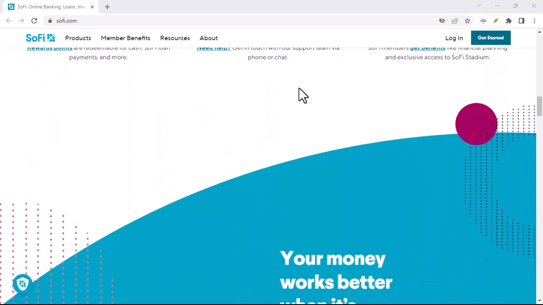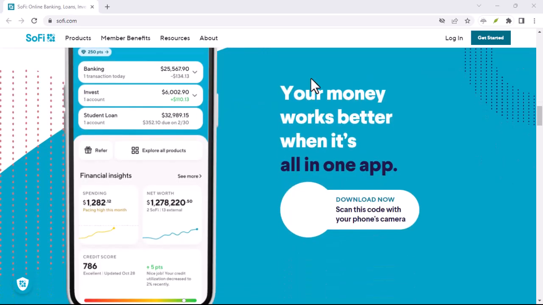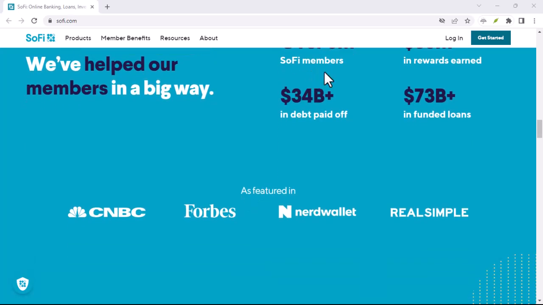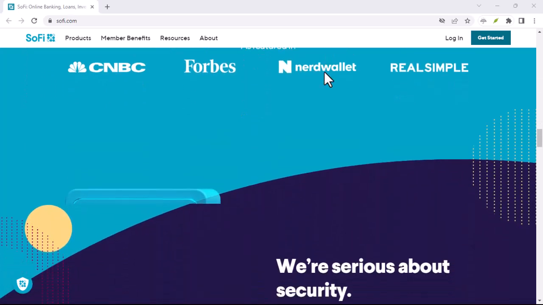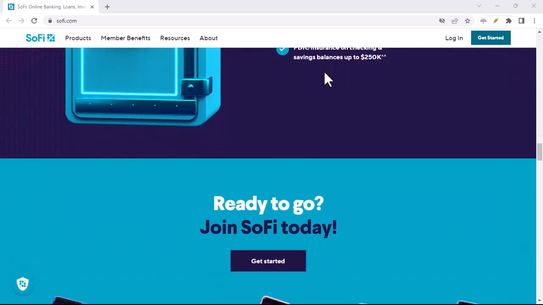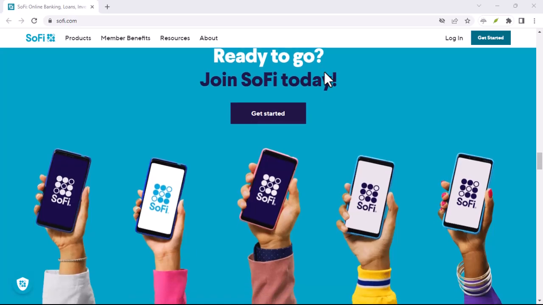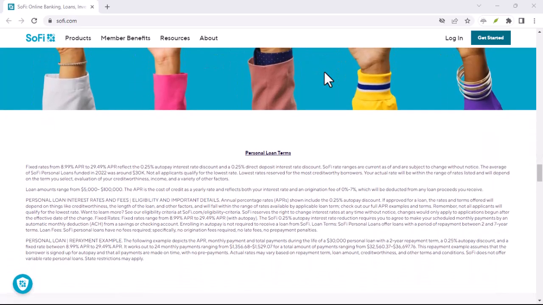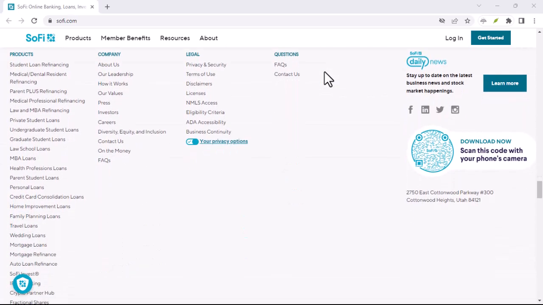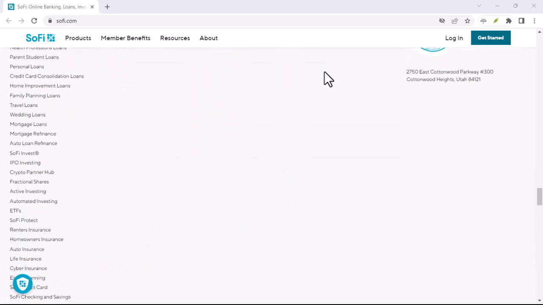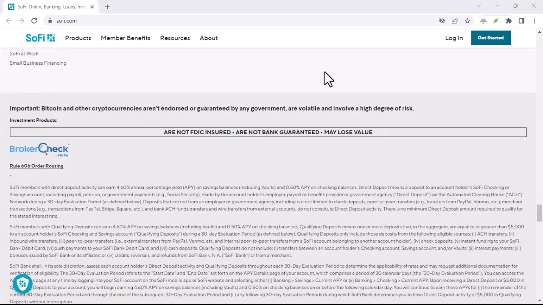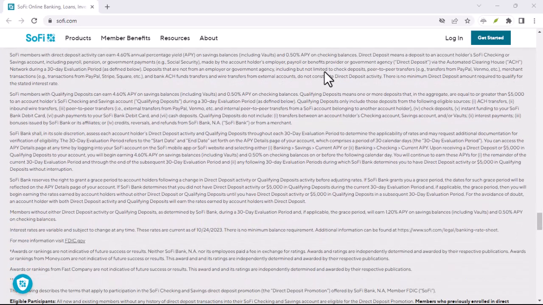Zelle has become a popular and convenient way to transfer money between bank accounts instantly. It's like sending a text message, but instead of words, you're sending funds. Many major banks and credit unions offer Zelle integration, making it easy for their customers to use. But SoFi, a popular online bank known for its innovative products and services, has yet to add Zelle as an option. Before we dive into why SoFi might not have Zelle, let's quickly recap what makes SoFi a unique and attractive option for many consumers.